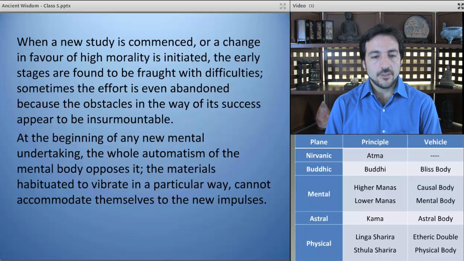This again, I think, is something that we can relate to because we see the same process on the physical plane. If you start a new diet, at the beginning it is difficult. If you start a new exercise, after you do this exercise for the first time, all your body aches. Your body doesn't want to do it. It reacts with pain. But because we have more or less some experience on the physical plane, we understand that the ache is part of the process.